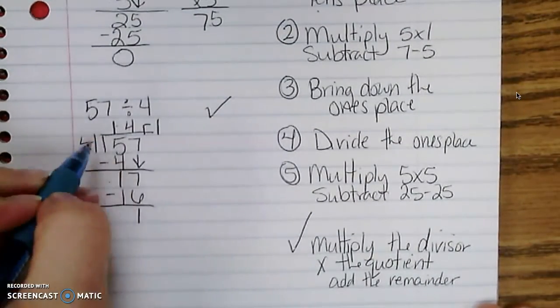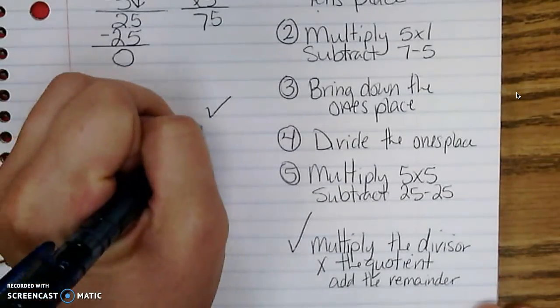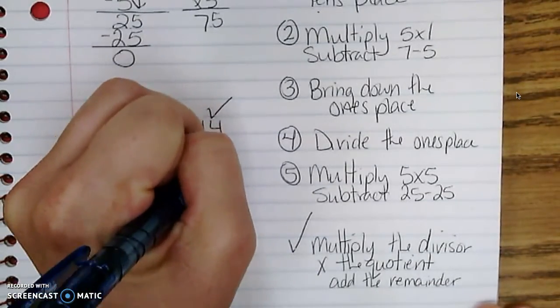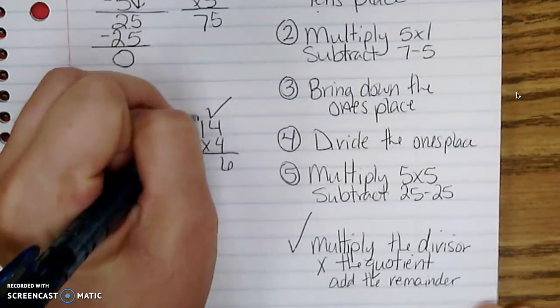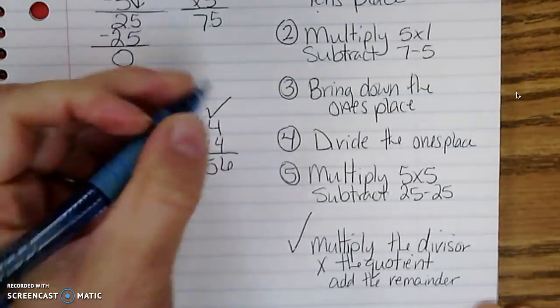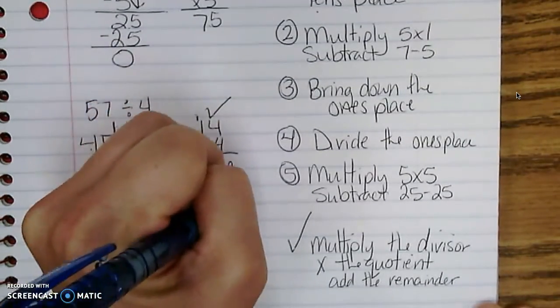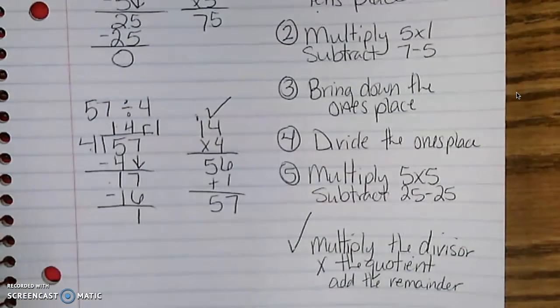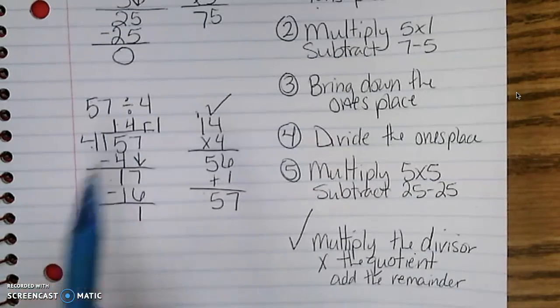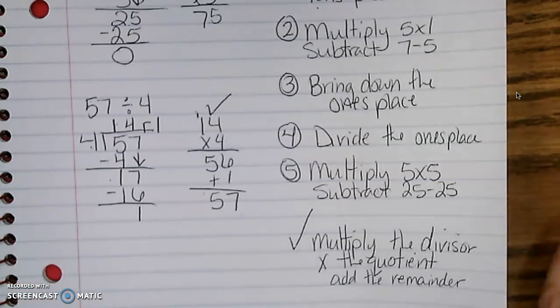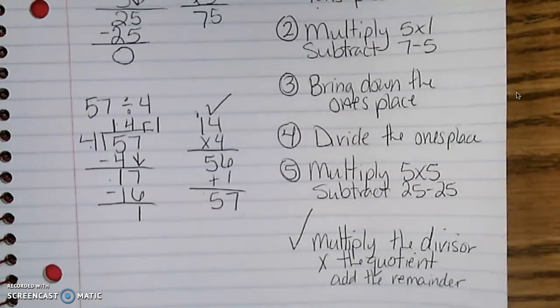So I would do 14 times 4, my quotient times my divisor. 4 times 4 is 16, carry the 1. 4 times 1 is 4, plus 1 is 5. And add my remainder, plus 1 is 57, so that I can check to see if I am correct. And if my final answer is the same as my dividend, I have done the job. All right, I hope this has helped you.